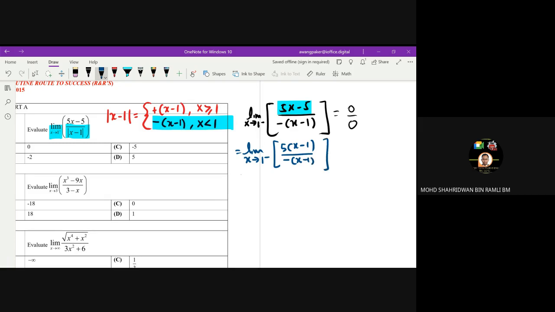Okay, on the numerator side, x minus 1 can be eliminated by the denominator side. So next, we will have the limit as x approaches 1 from the left of 5 over negative 1, which will be negative 5. So the answer here should be negative 5. Negative 5 is C.